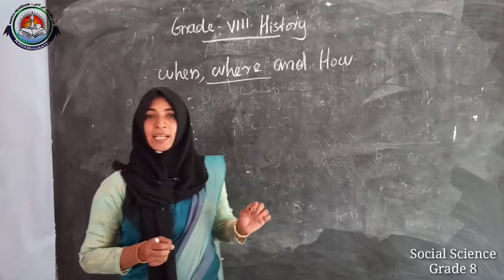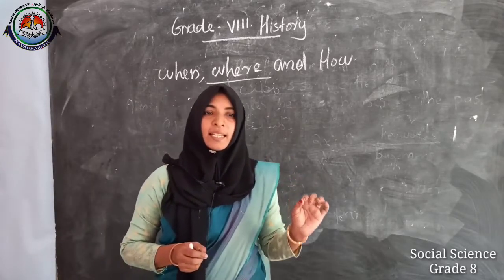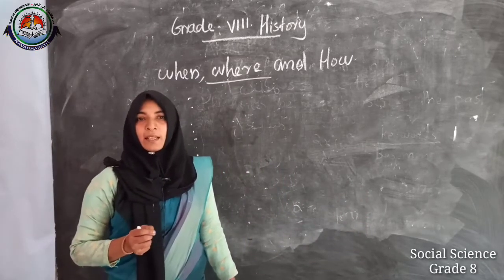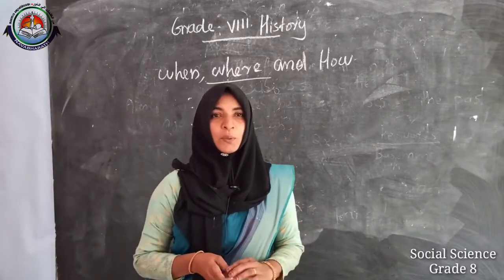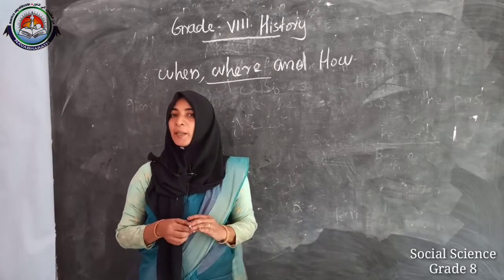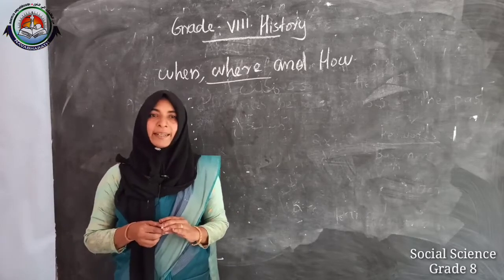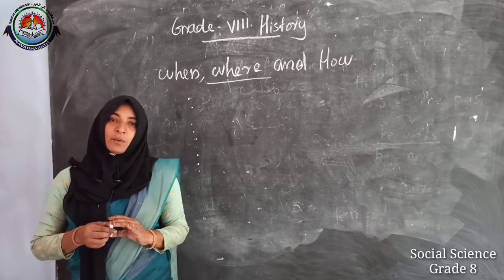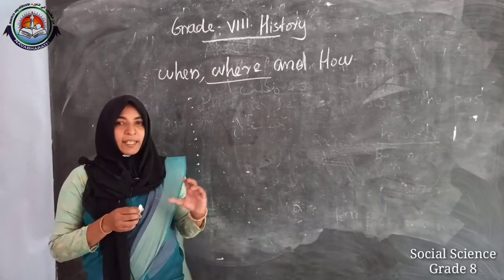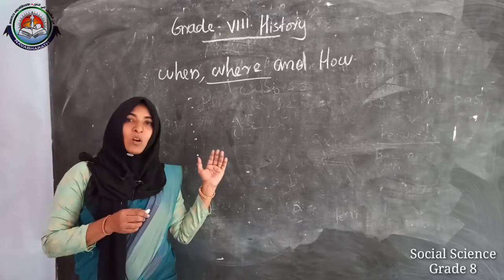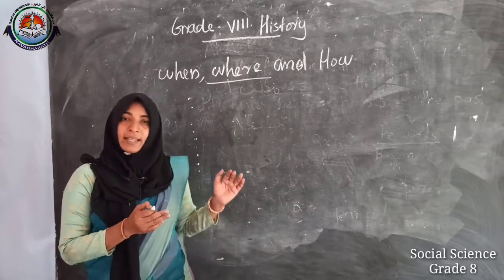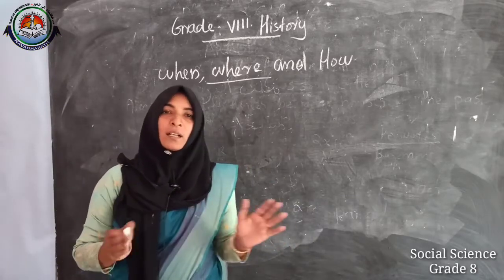History is a past event set in a chronological order. What are the classifications of history? History is mainly divided into 3: prehistory, proto-history and history. Prehistory means we know about that period only through the historical evidences used by our ancestors. There are no written records.